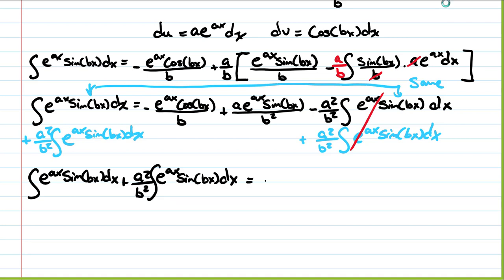equals negative e to the ax cosine bx over b plus a e to the ax sine bx all over b squared.